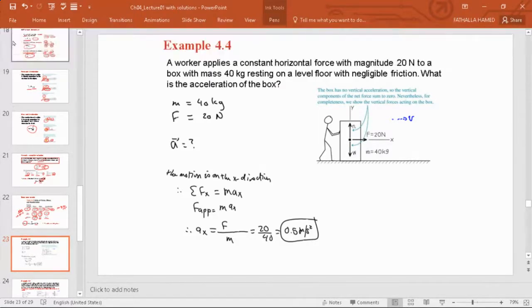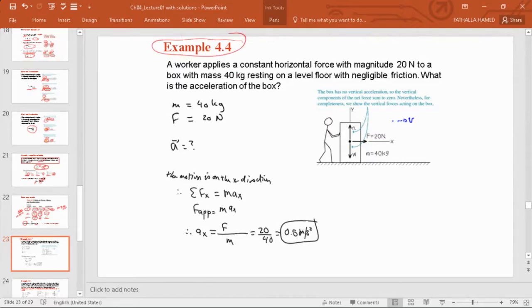Now let's apply these to some examples. In the example we have here, a worker applies a constant horizontal force with magnitude of 20 Newtons to a box with mass 40 kg, resting on a level floor with negligible friction. What is the acceleration of the box? Well, remember what I told you: everything moves around the center of mass.